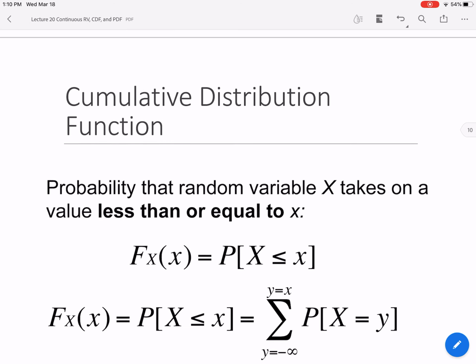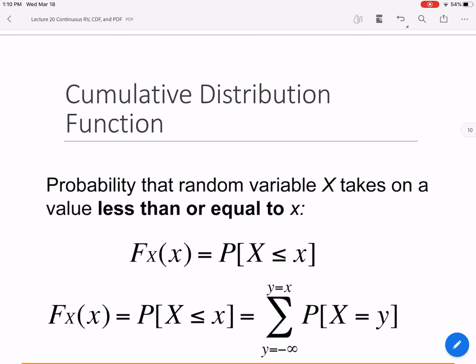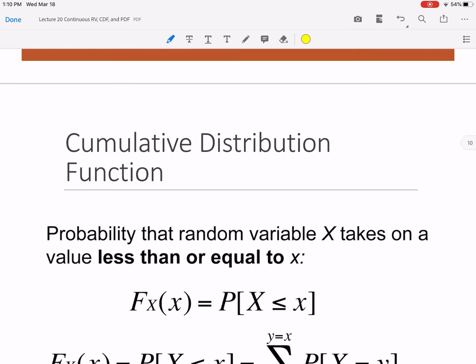The next theory that we dealt with was the cumulative distribution function, which gives you the probability that random variable capital X is less than or equal to small x.